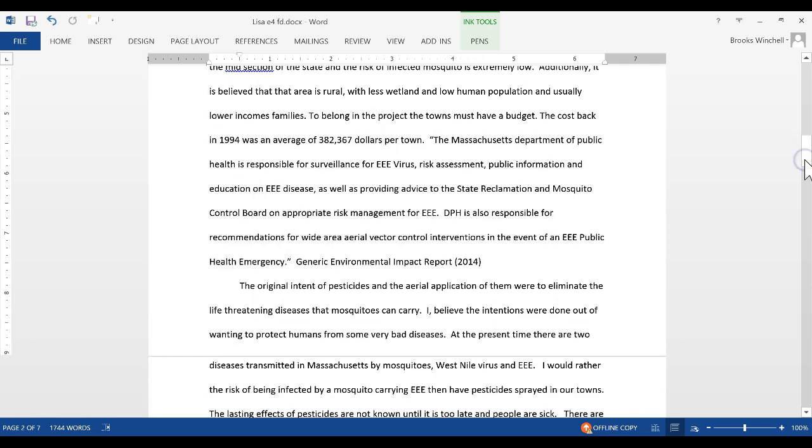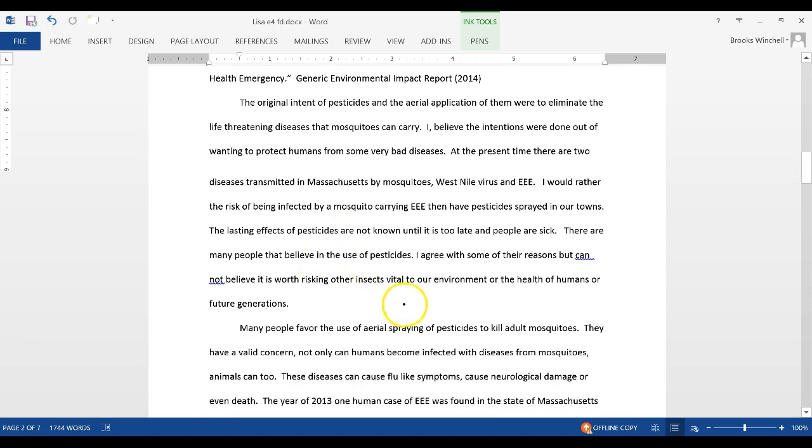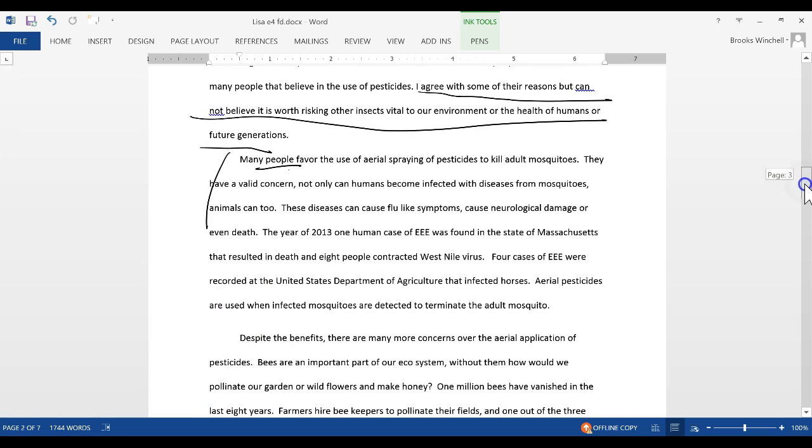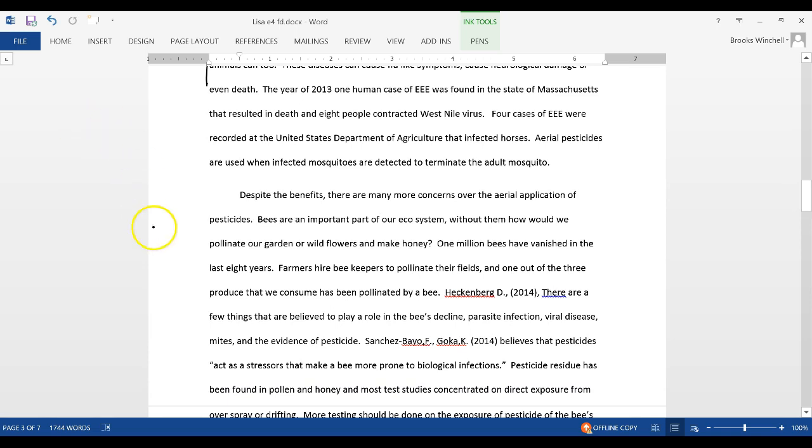And her introduction ends here, right? The original intent of pesticides and the aerial application of them, and then she has her thesis down here. I agree with some of their reasons, but cannot believe it's worth risking other insects vital to our environment for the health of humans and future generations. And from there, she moves into some counter-arguments. Many people favor the use of pesticides, and she talks about some people who support it. And then she moves into her reasons, and she says, despite the benefits, there are many concerns.